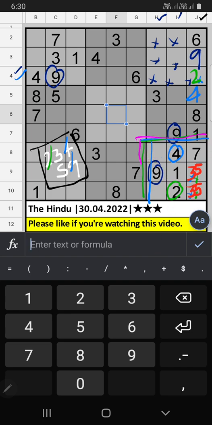In the 9th grid 2 numbers are remaining, 6 and 8. In the 10th row we have 8, so 8 can't come in this cell. 8 is confirmed here. Then 6 is here.